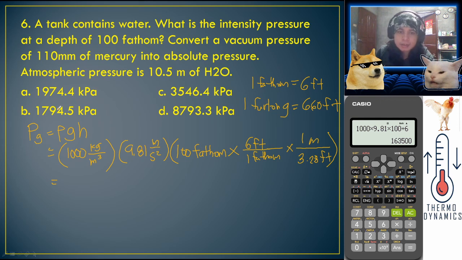Okay, let's do this. We have 1,000 times 9.81 times 100 times 6 all over 3.28. Okay! So our answer here is 1,794,512.195. The unit is Pascal.